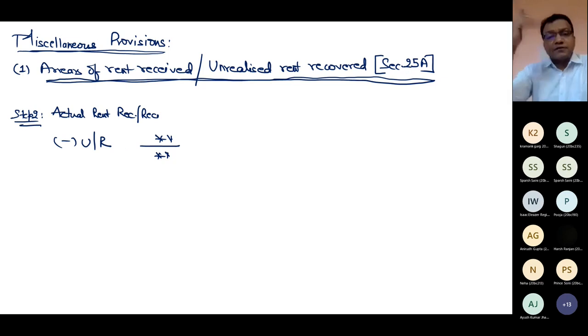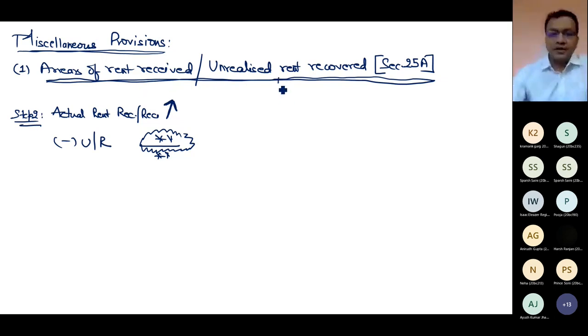But when it is recovered, maybe after 5 years, logically it should be taxable, because had there been no unrealized rent earlier, I would not have deducted anything here. My actual rental income would have been higher, and I might have paid extra tax because my income from HP would have become higher. So unrealized rent may have reduced my taxable house property income earlier. Now when it is recovered, logically it should be taxable, and the same happens in section 25A.